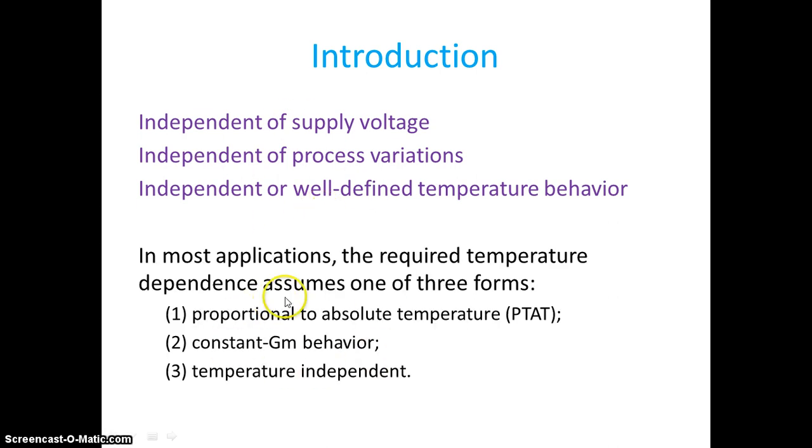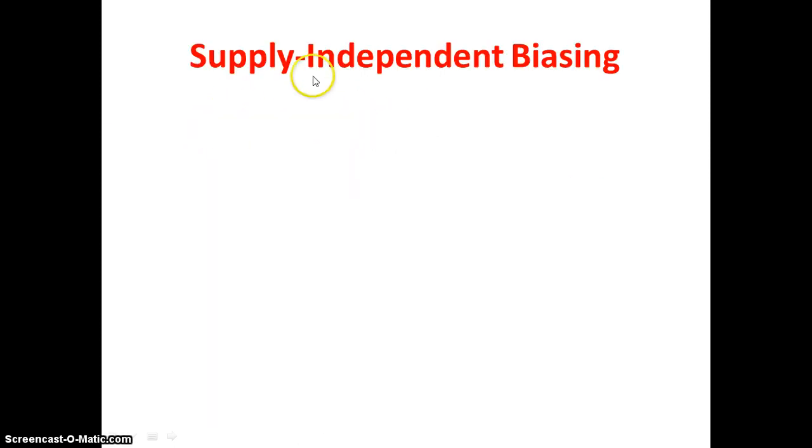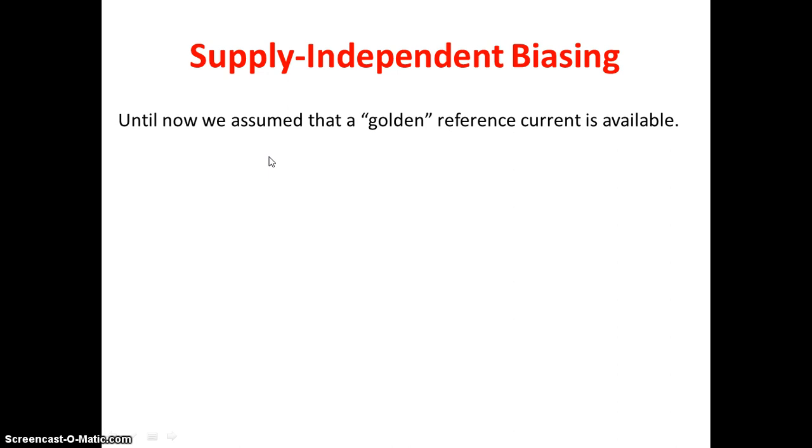In most applications, the required temperature dependence assumes any of these three criteria. Usually they will assume proportional to absolute temperature, or a constant GM behavior, or temperature independent. These three things they are going to assume and proceed with the circuit. In today's lecture, let us see independence of supply voltage. How are we going to do that?